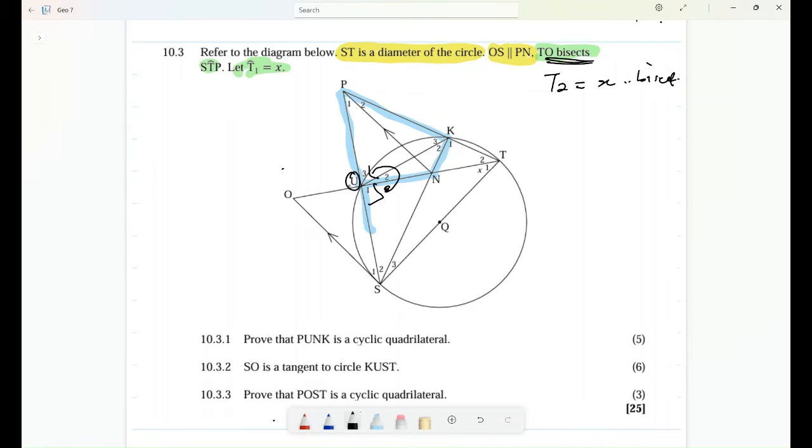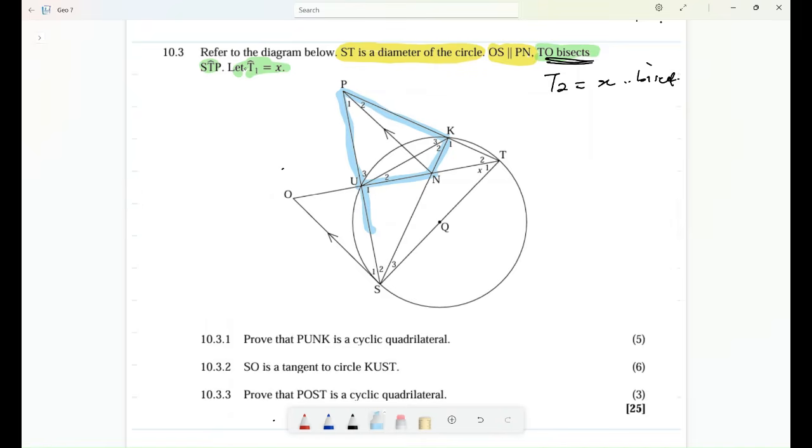It is opposite to which angle? To this angle. So if I can prove that this angle here, K2, K3, is equal to 90, then it will be a cyclic quad, because the exterior angle of a cyclic quad equals the interior opposite angle. But now, if I see here, this is also 90. And if I use angles on a straight line, this will be 90. So if that's 90, it means it will be a cyclic quad.